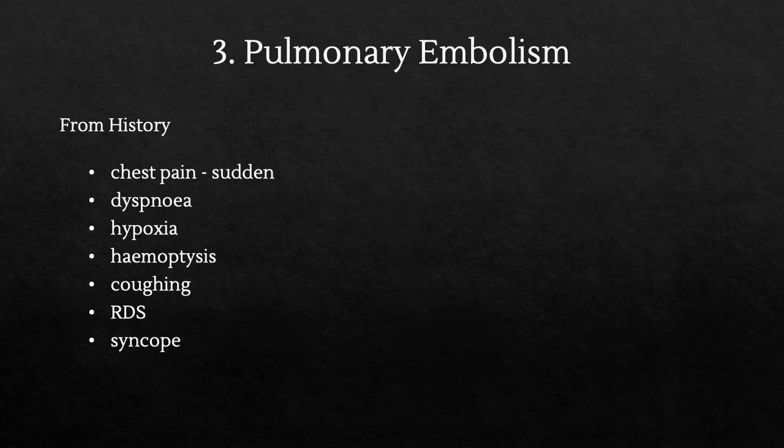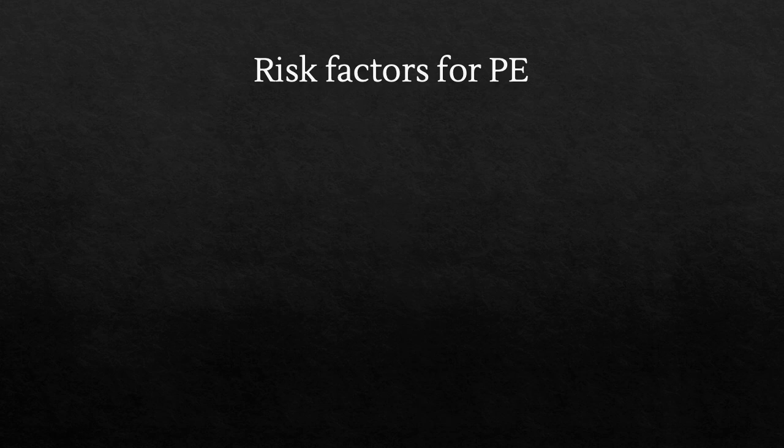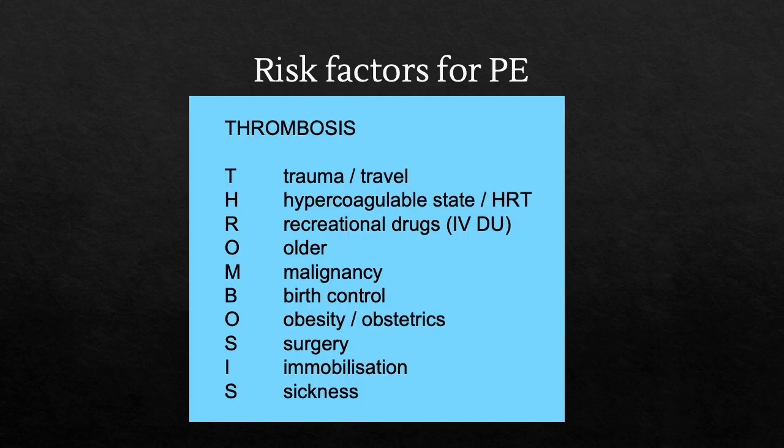Next would be our pulmonary embolism. So pulmonary embolism, on the history, patient would present with a sudden onset chest pain, which is usually associated with dyspnea, hypoxia, hemoptysis, and coughing. There are multiple risk factors for PE. One of the easiest ways to remember them is the mnemonic THROMBOSIS, which stands for trauma or travel, hypercoagulable state, or hormone replacement therapy, IV drug usage, being older, malignancies, birth control, obesity or obstetrics, so patients that are pregnant.